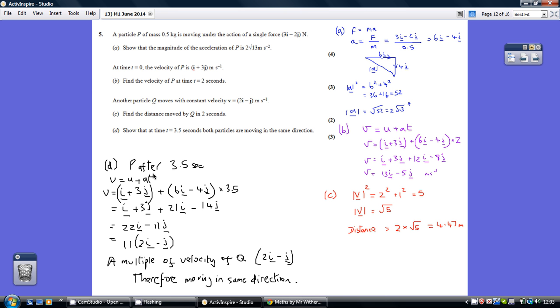So P after 3.5 seconds, using v equals u plus at, the initial velocity was i plus 3j from here. We know that the acceleration of P is 6i minus 4j from here. So after 3.5 seconds, we've got 3.5 lots of 6i minus 4j, which is 21i minus 14j. That added together with the initial vector gives us 22i minus 11j. Factorising, taking the 11 out, we get 11 lots of 2i minus j, which is just the job. We've shown that it's a multiple of the velocity of Q, and therefore they're moving in the same direction.